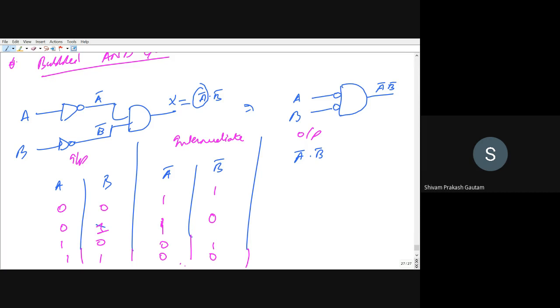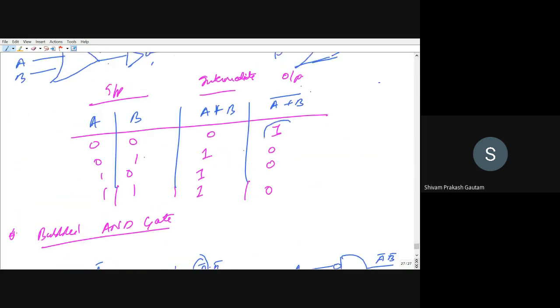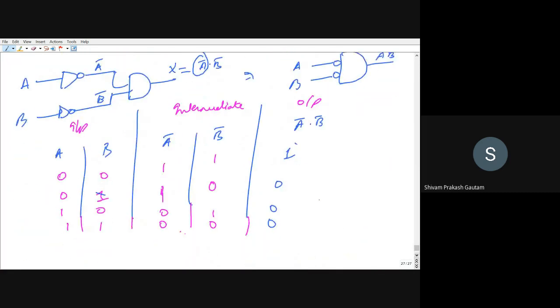So what does an AND gate say? When both the inputs are 1, the output will be 1, and in all the rest of the cases the output will be 0. Are you able to understand this? Yes, sir. Okay. Now you can see that if you match the truth table of the bubbled AND gate and the NOR gate, the truth table is the same. See here 1, 0, 0, 0, and here also 1, 0, 0, 0.